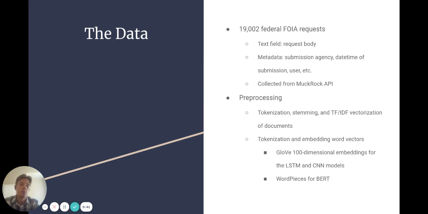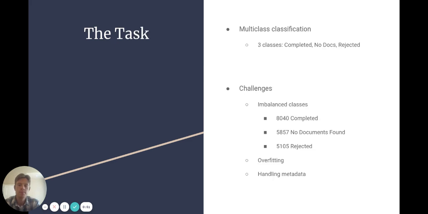After collection, the data was pre-processed using tokenization followed by TF-IDF vectorization of entire documents for the simpler models and GloVe word embeddings for the recurrent neural network models. So a request can be completed, rejected, or accepted but no relevant documents found. Predicting this final result is a multi-class classification problem.